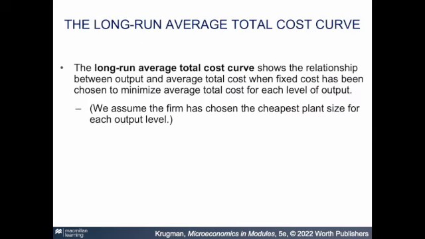The long-run average total cost curve. The long-run average total cost curve shows the relationship between output and average total cost when fixed cost has been chosen to minimize average total cost for each level of output. We assume the firm has chosen the cheapest plant size for each output level.